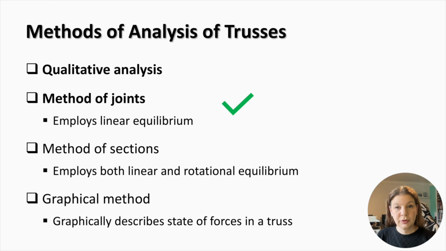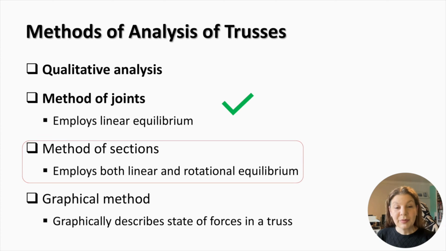This allows us to assess forces in truss members qualitatively, allowing us to understand whether members are in compression or tension. Method of joints. As we've already seen, this method employs linear equilibrium, and it represents the truss through several systems of concurrent forces. The method of sections, which we'll be looking at today. This method employs both linear and rotational equilibrium. It represents the truss through a system of non-concurrent forces. And the graphical method. This method describes the state of forces in a truss graphically using vector addition.